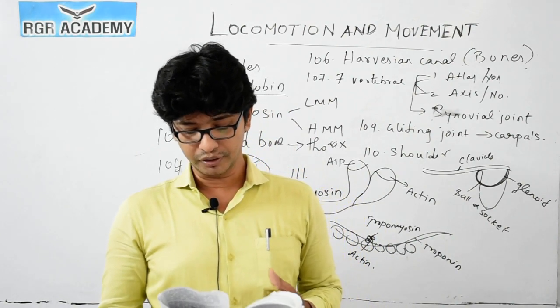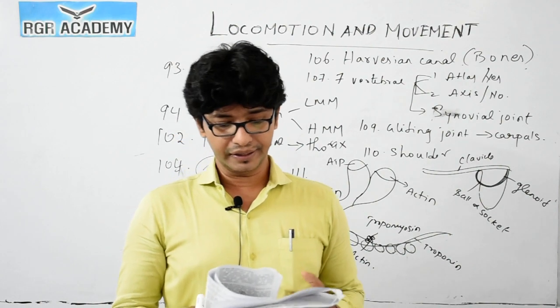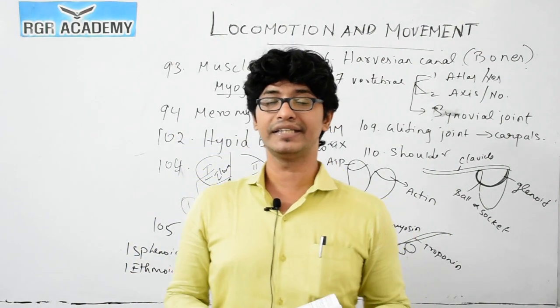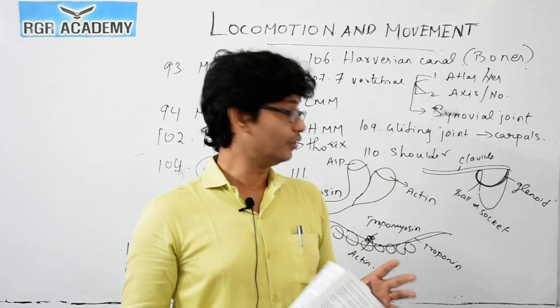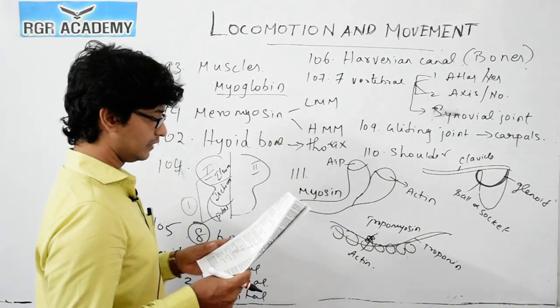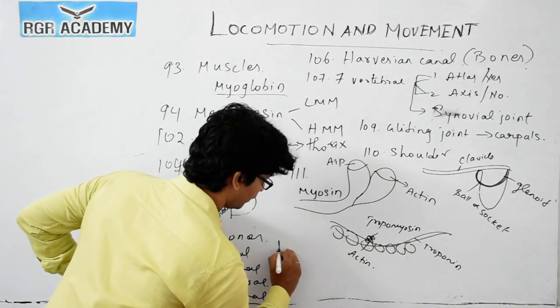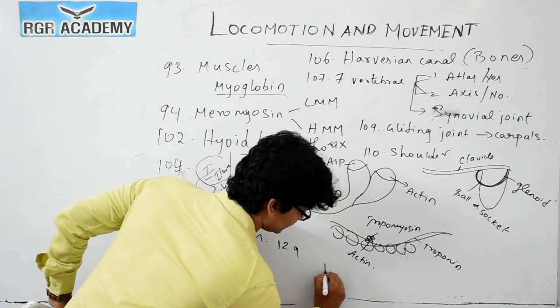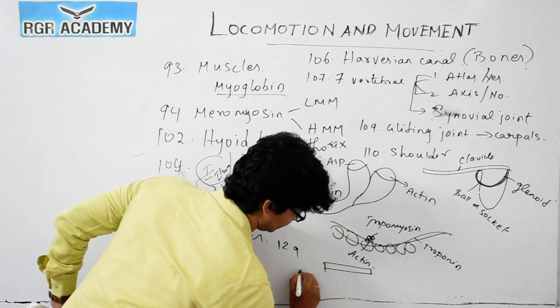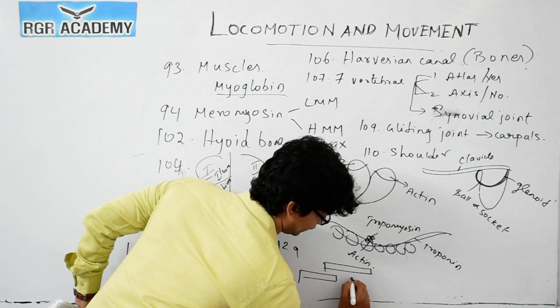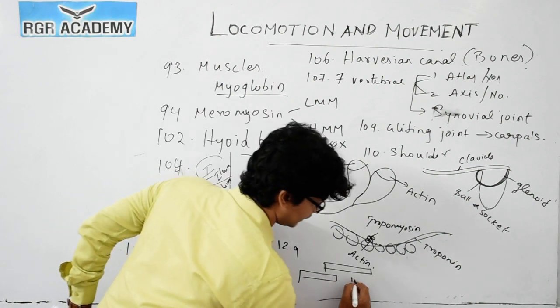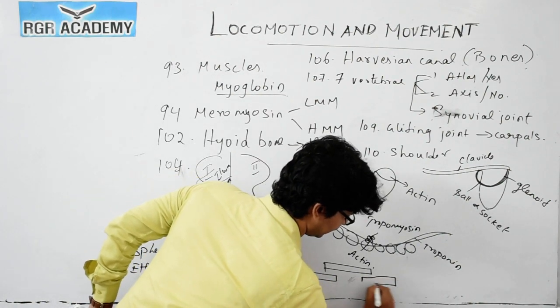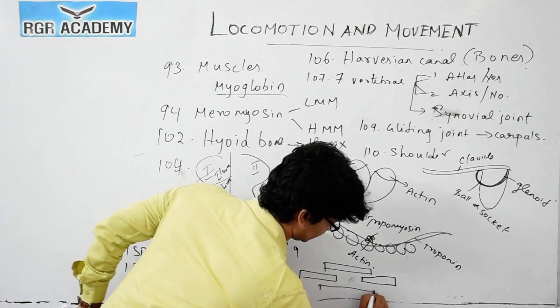Question number 129. You could see what is a sarcomere. Sarcomere is a part between two Z lines. If you see in case of the question number 129, you could see this is a band that you could see, I band, A band, that usually we call it as I band and A band, and we have the structure like this.